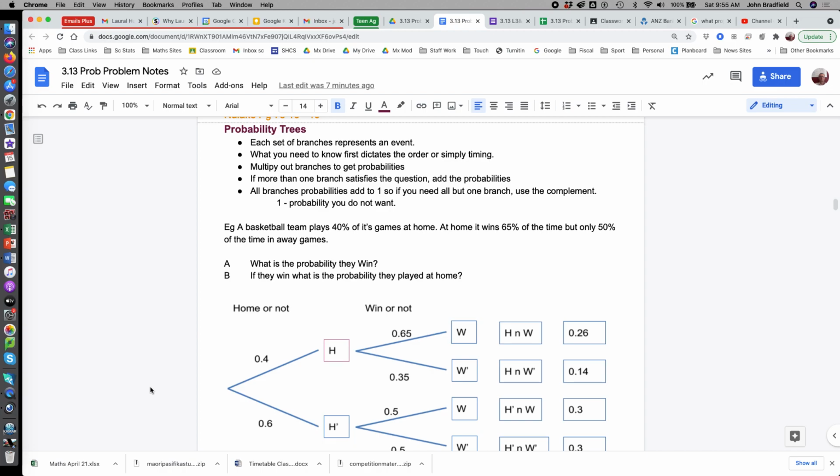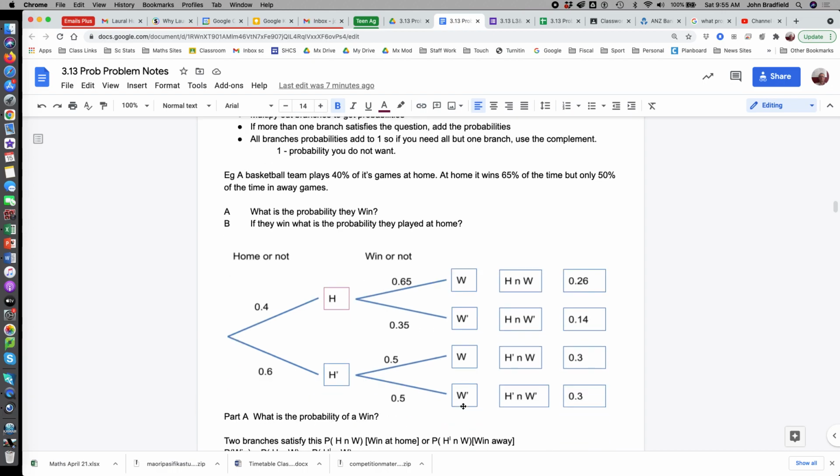Sometimes it doesn't matter. You multiply out two branches, that gives you the probabilities as a rule. We're assuming independence there. If more than one branch satisfies the question, add probabilities and so on. Use the complement. If you need three branches, work out the one you don't want and take it away.